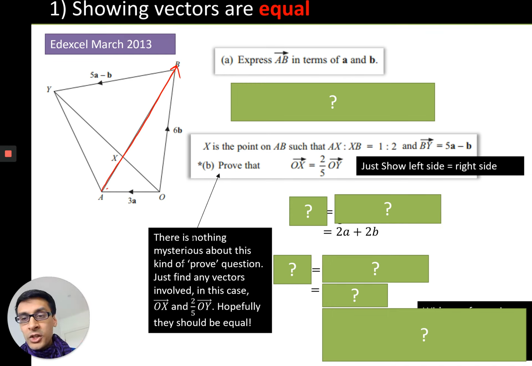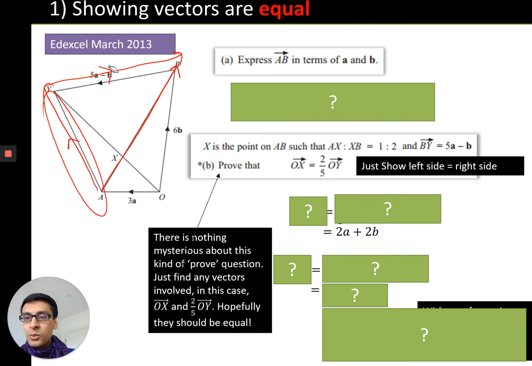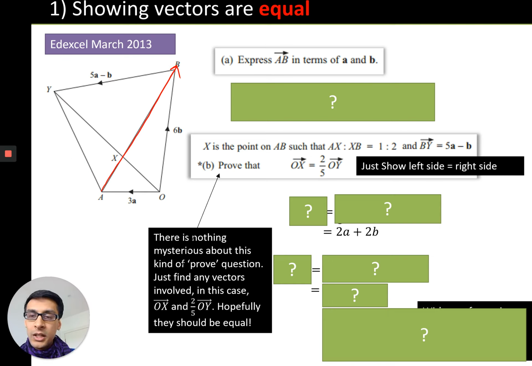Now obviously I can't go straight down AB, so instead I'm going to have to go another way. The other way I might be able to go is along that way, but obviously that's not possible because I don't know what AY is. So this vector here, we don't know what it is. So instead I'm going to go along there and then up there. So that's going to be negative 3a, because I'm going in the opposite direction, add 6b.